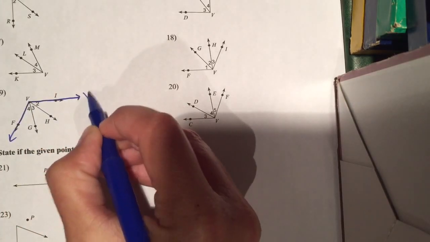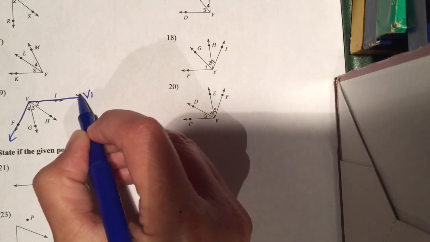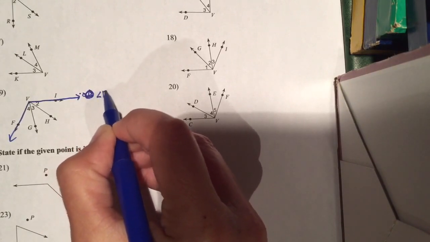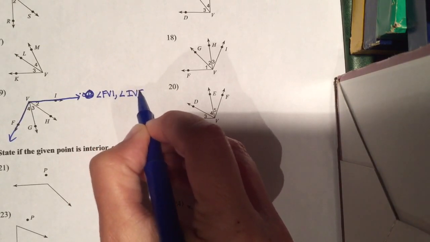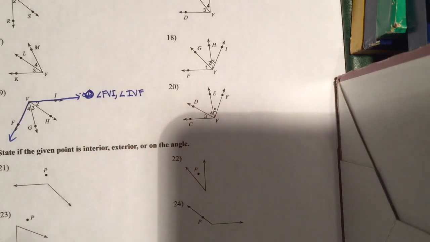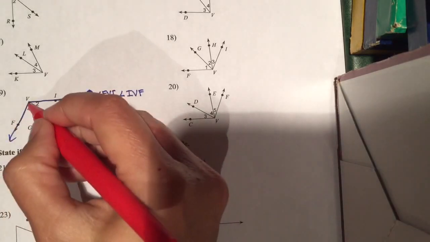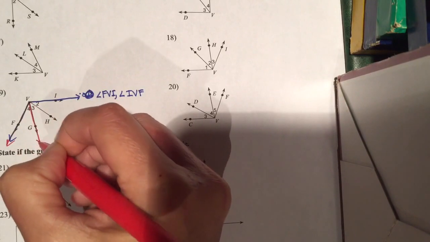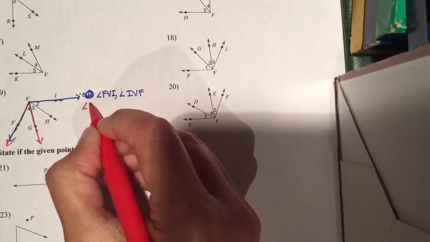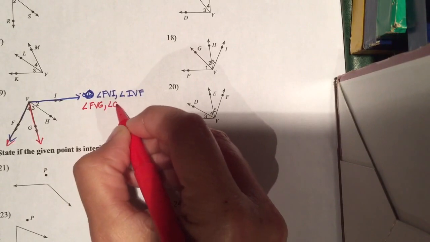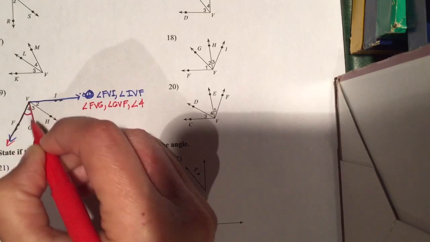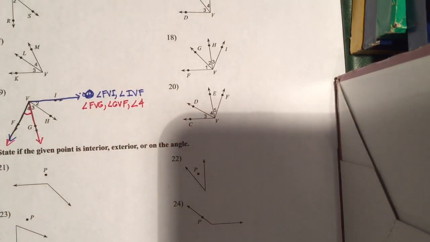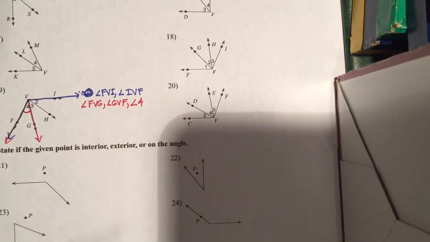We've got the big angle here. That's going to be angle FVI or angle IVF. That's how we name the big one. All right, so let's look at the smaller ones now. I'm going to look at this one here. And this is angle FVG or angle GVF, or angle 4, because it's right there. You can see the angle 4. And again, you're not going to be required to show all these names. I'm just doing this so that you can see how you can name them multiple ways.